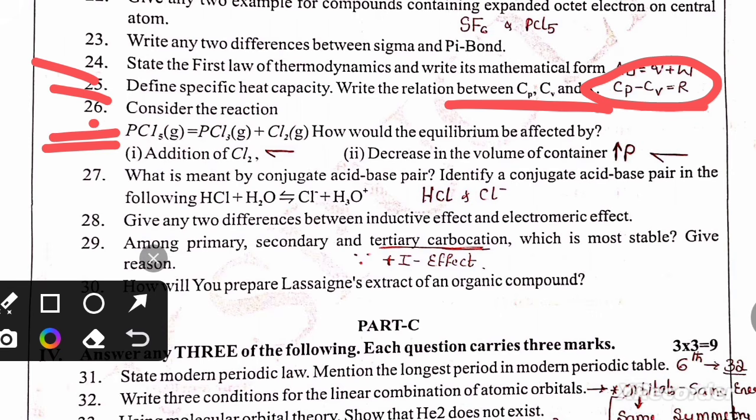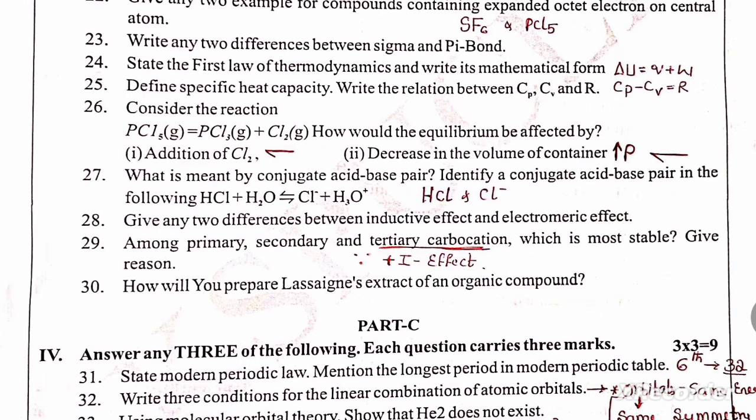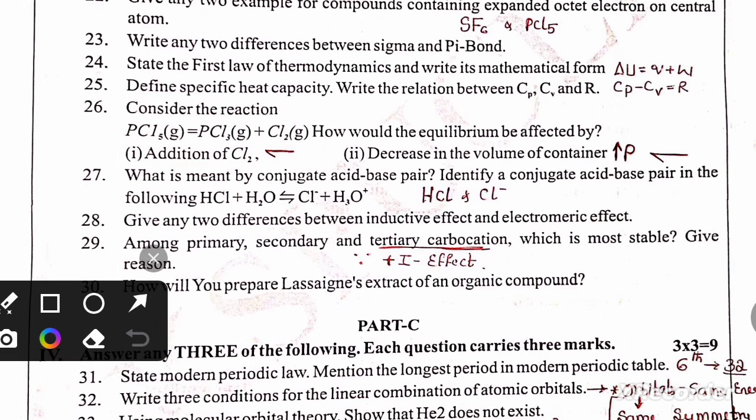26th question, for this equilibrium reaction, how is the equilibrium affected by addition of chlorine? Chlorine is a product. When you add product, the reaction proceeds in the backward direction to produce reactant. Then a decrease in the volume means an increase in the pressure. When you increase the pressure, the reaction proceeds towards the lesser number of moles. The lesser number of moles is present on the reactant side, so the reaction proceeds in the backward direction.